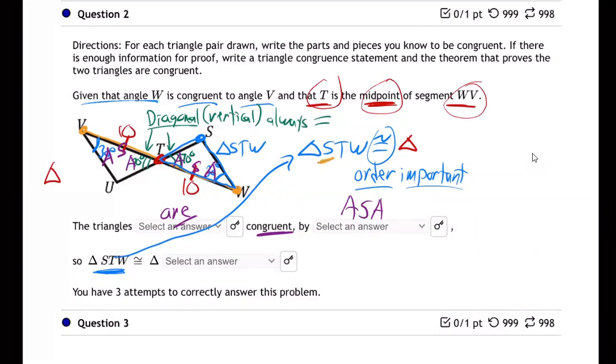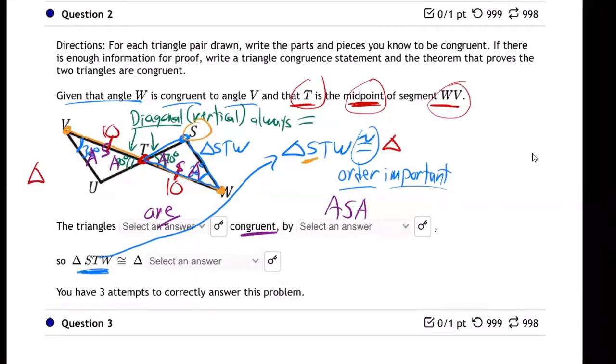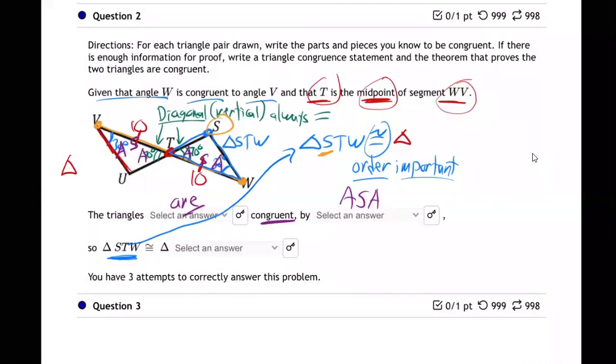S, which is right here, the piece that sticks out in the triangle on the right, is the same as which point or angle in the other triangle? So this triangle over here, the one on the left, S in the triangle on the right is the same as which point or angle in the triangle on the left? Can you tell which one it's the same as?